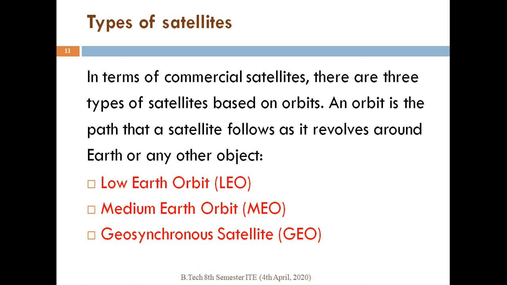Types of satellites. In terms of commercial satellites, there are three types based on orbits. An orbit is the path that a satellite follows as it revolves around Earth or any other planet. We have low Earth orbit, medium Earth orbit, and geosynchronous satellite orbit.